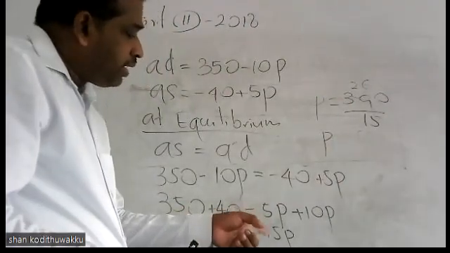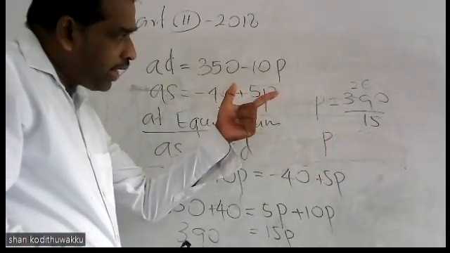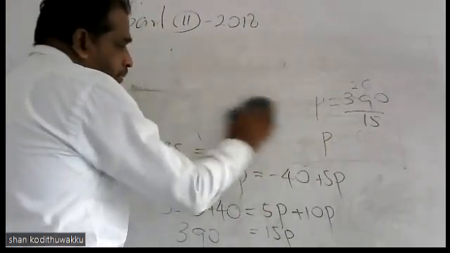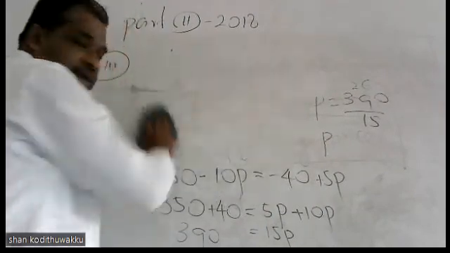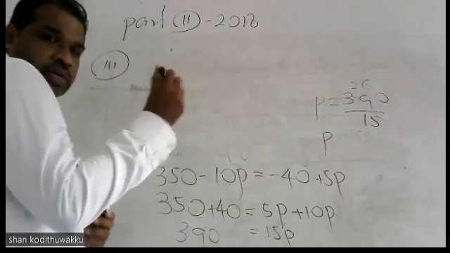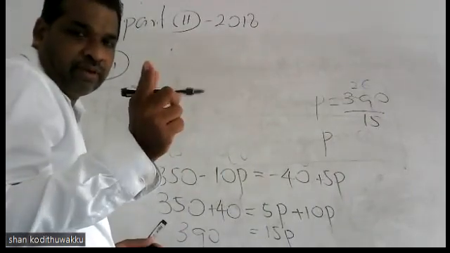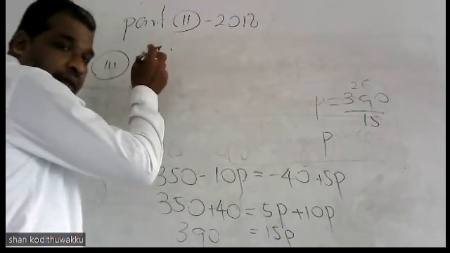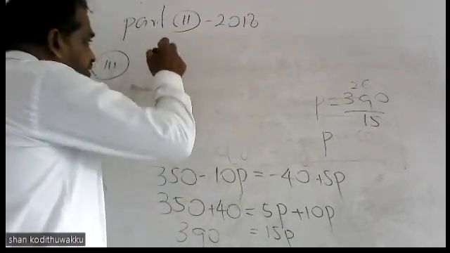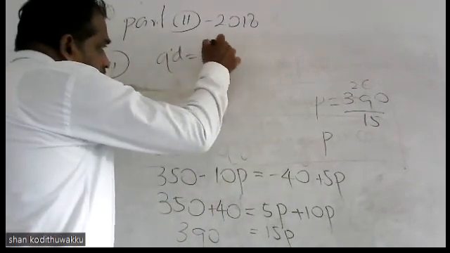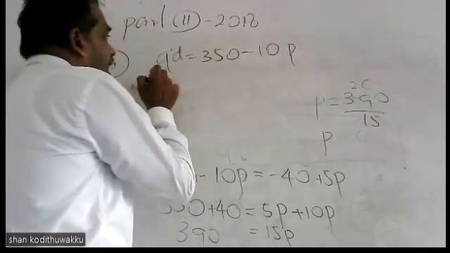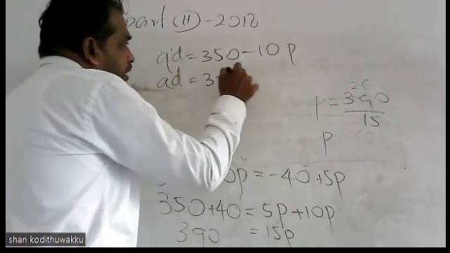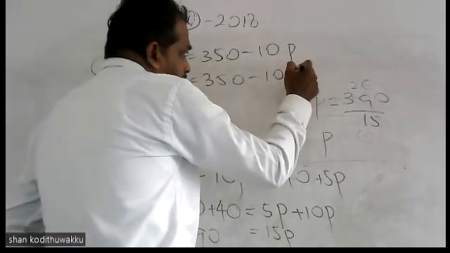Here, 390 equals 15P. If you want to find P, you divide 390 by 15. Then you can apply the equilibrium price to one of these two formulas, either the demand equation or the supply equation, and find Q. First, if QD equals 350 minus 10P, then QD equals 350 minus 10, and instead of P, you can apply the price.